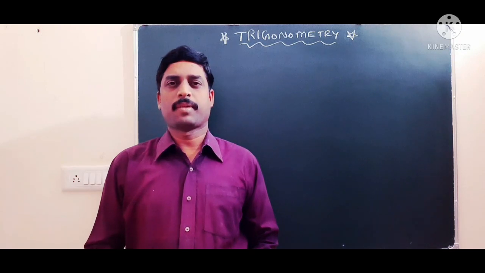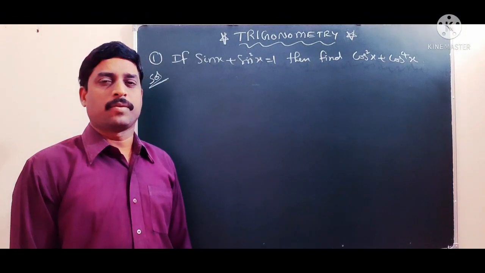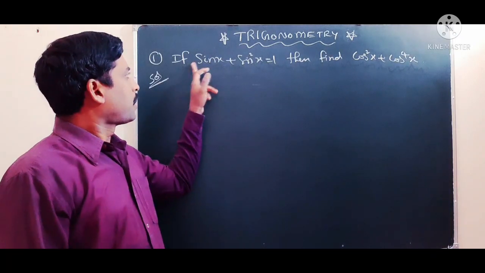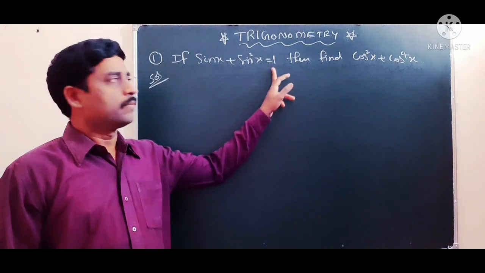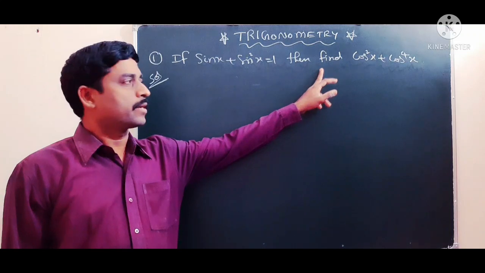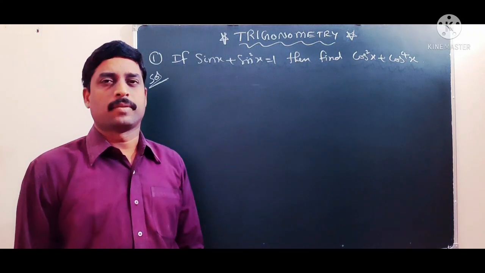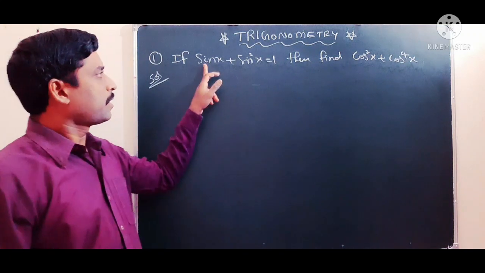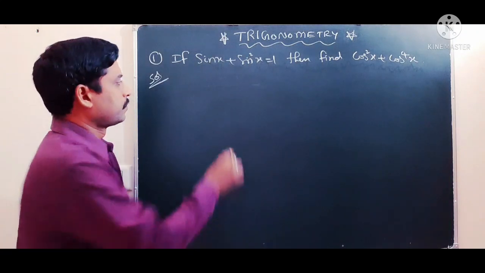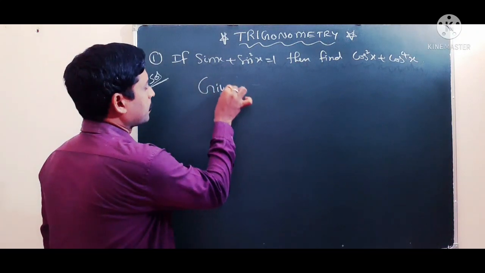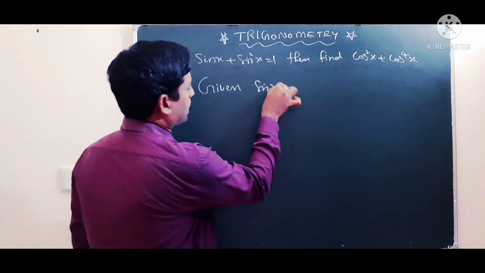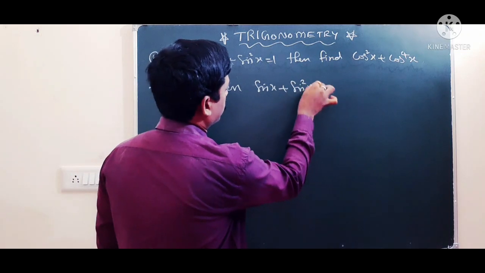Today I would like to explain trigonometry problems. Okay, now explain question number 1. If sin x plus sin square x equal to 1, then find out cos square x plus cos to the power 4x. Okay, what is given? Sin x plus sin square x equal to 1. So given condition, sin x plus sin square x is equal to 1.